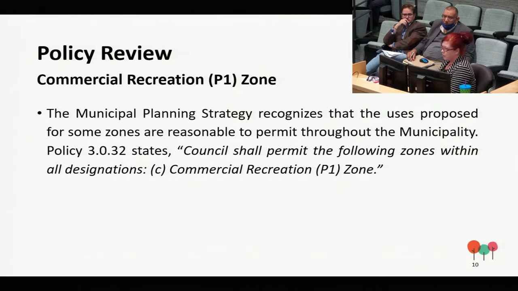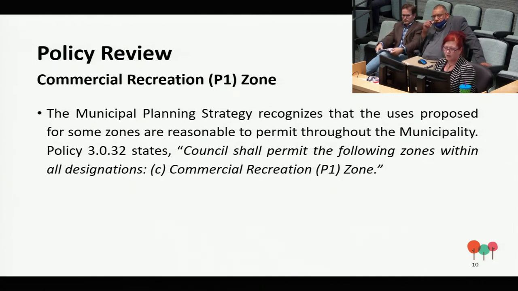The municipal planning strategy recognizes that the uses proposed for some zones are reasonable to permit throughout the municipality. Policy 3.0.32 states, council shall permit the following zones within all designations, and C is commercial recreation zones. The application of the commercial recreation zone is enabled within all designations. Other uses within this zone, such as campgrounds and not-for-profits, as I stated, already permit this dwelling as an accessory for the owner or operator.